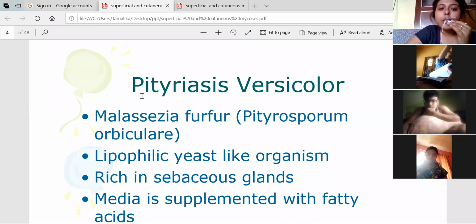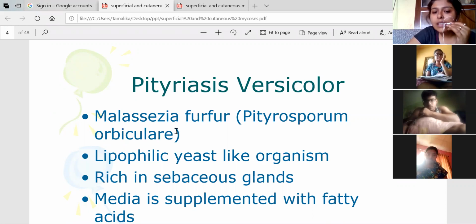Next is Tinea versicolor. So what is Tinea versicolor? Tinea versicolor is basically caused by a fungus called Malassezia furfur.